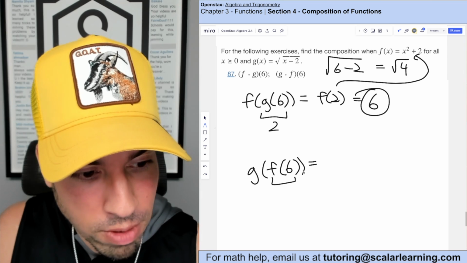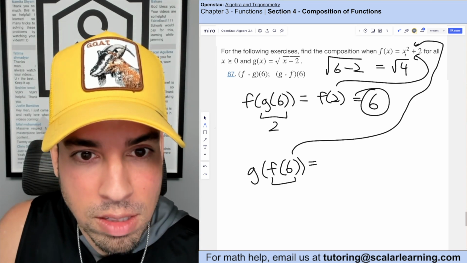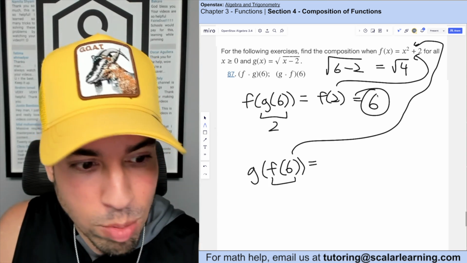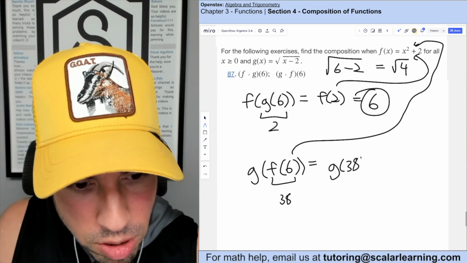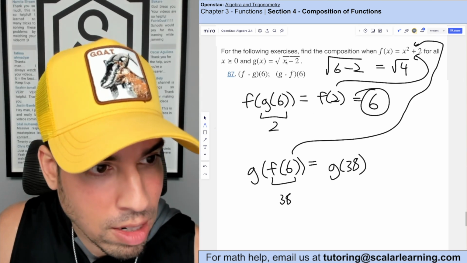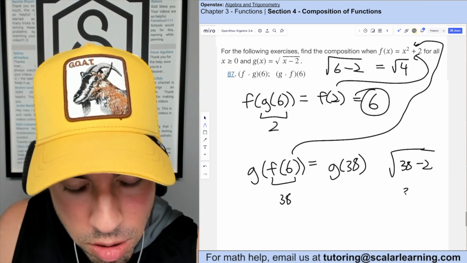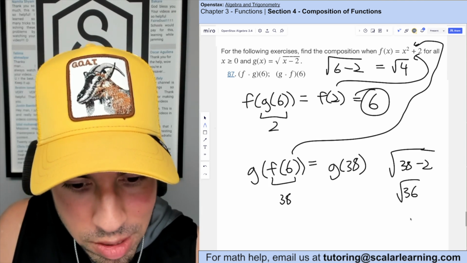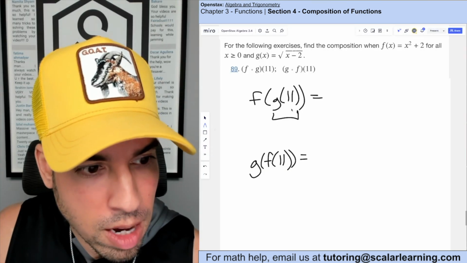Now we're going the other way, g of f of 6. So first I'm going to find f of 6. So I'm going to plug 6 in for x in f of x. That's 6 squared, which is 36, plus 2 is 38. So now I'm taking g of 38. So I'm going to plug 38 in for x. That's 38 minus 2, which is 36. Square root of 36 is 6. Boom, done.